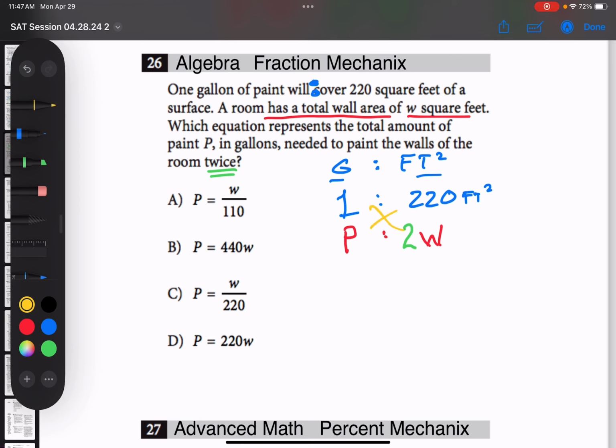How do we solve this? You just cross multiply. So that would be 220 times P would be 220. P is equal to 2W times 1. So that would be 2W.